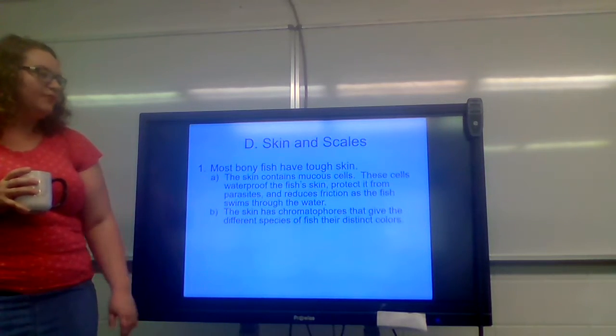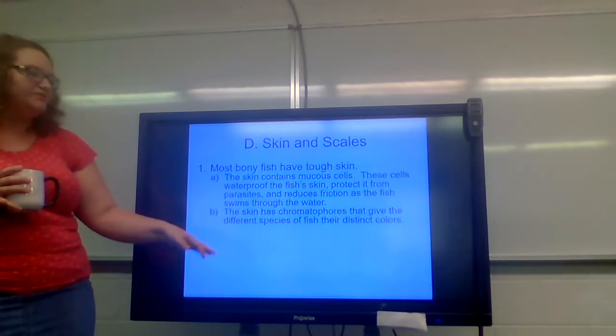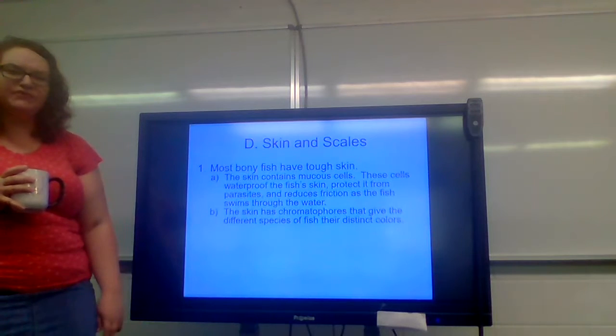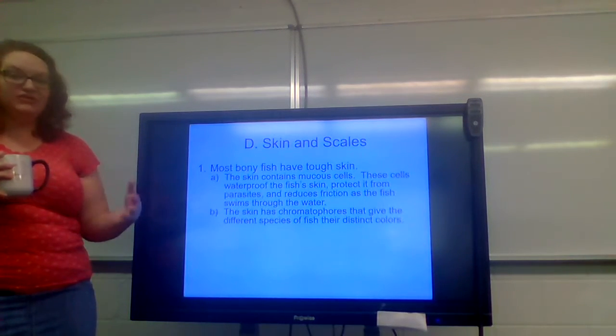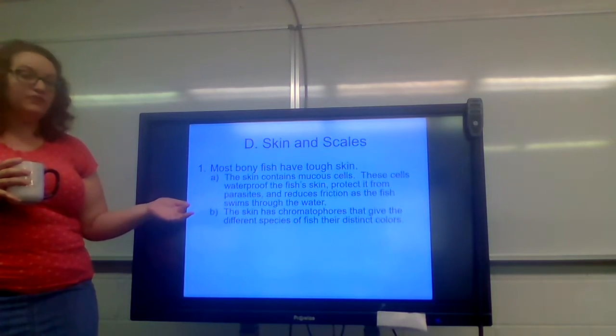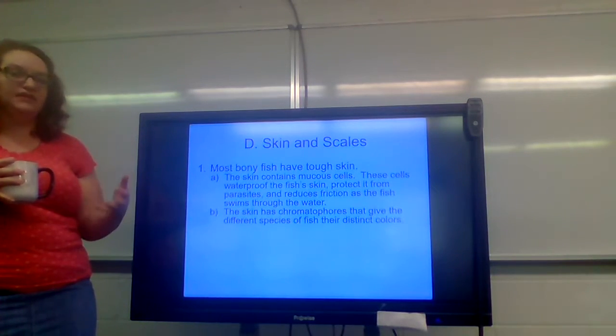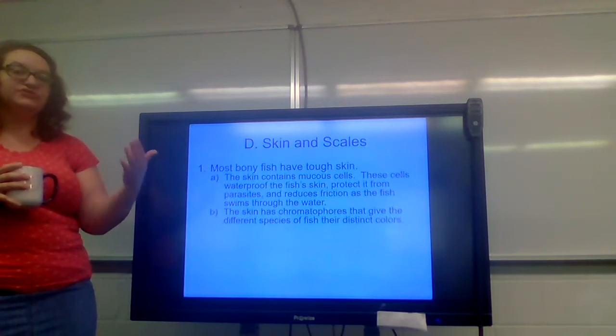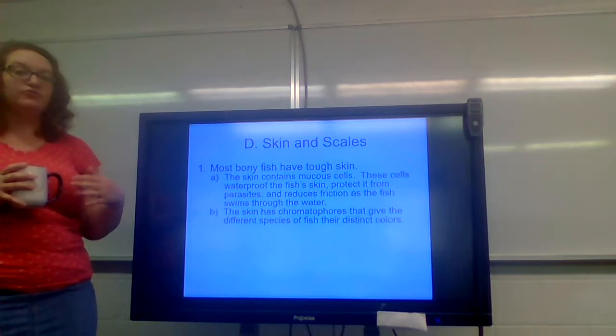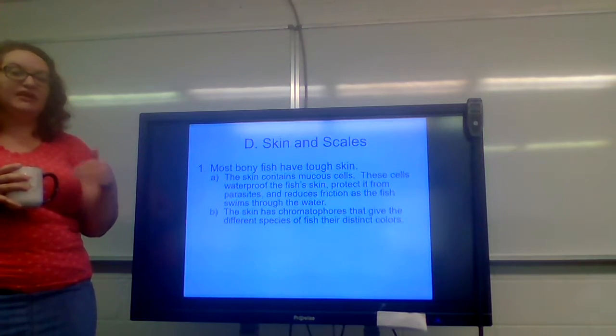The skin has chromatophores that give the different species of fish all of their distinct colors. We've talked about chromatophores when we talked about amphibians and how they help change colors and all of those different things. Some fish, their chromatophores are a very distinct color for their entire life. Some, their chromatophores change with age. Others, their chromatophores have the ability to change with their surroundings at the drop of a hat.